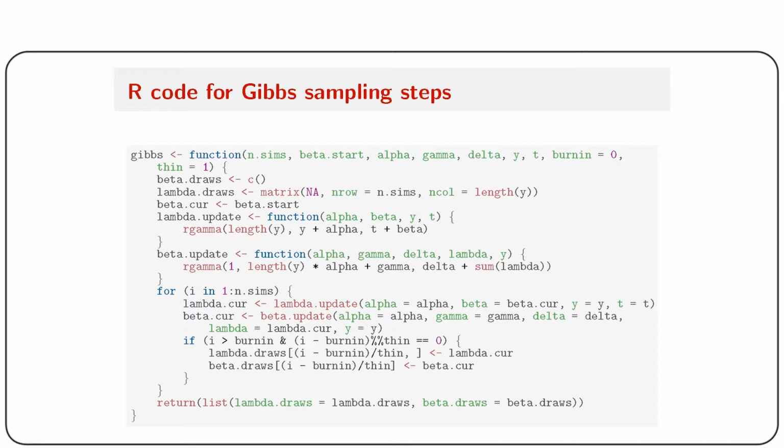And then we'll use a for loop, i equals 1 to n simulation, then lambda current equals lambda update, beta current equals beta update, with alpha equals alpha, gamma equals gamma, delta equals delta, lambda equals lambda current, and y equals y. If i is greater than burn-in and (i minus burn-in) mod thinning equals 0, then lambda.draws at index (i minus burn-in) by thin equals lambda current, and beta.draws at the same index equals beta.current. Then we create a list that returns the lambda draws and beta draws, so all the lambda draws will come as a matrix and beta draws as a column. The first argument of the list is the lambda draws and the second argument is the beta draws. The Gibbs function will return that value.